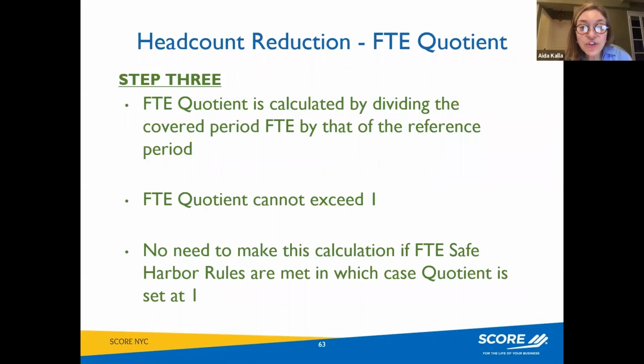Step three is to come up with something called the FTE quotient. The FTE quotient is calculated by dividing the first calculation you made by the second calculation, which is your actual FTE during the covered period divided by the FTE you come up with for the reference period. The FTE quotient cannot exceed one, but you'd love it to be one because if it's one, then your FTE is going to be forgiven, whatever happened. You're going to use that one and you'll see in a minute how that one is good.